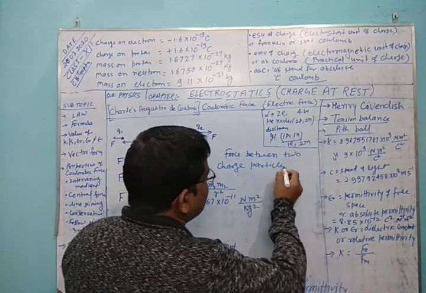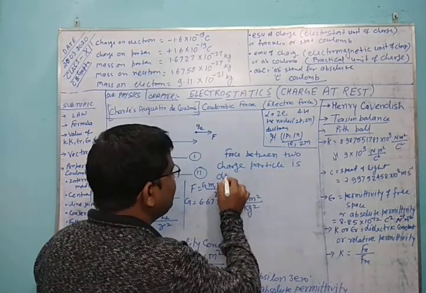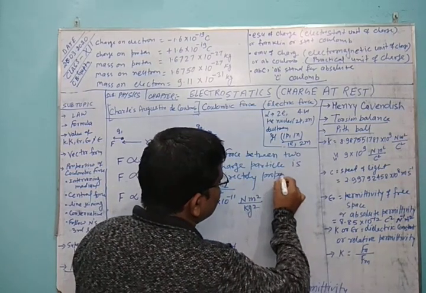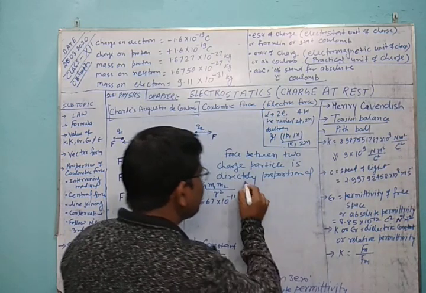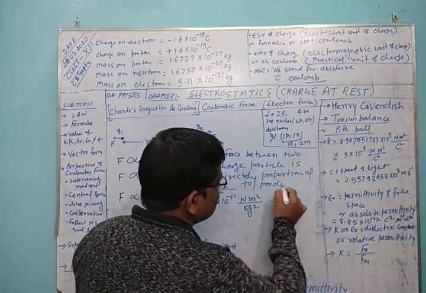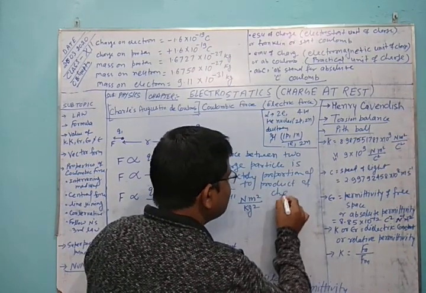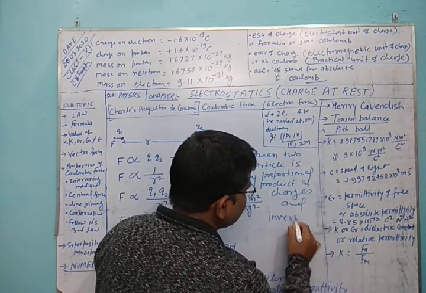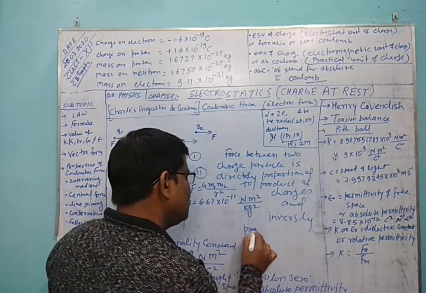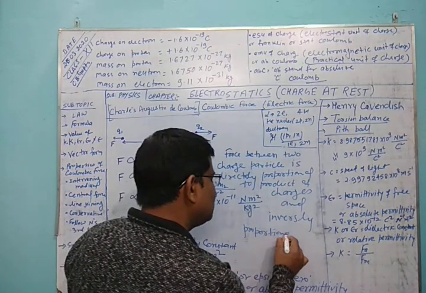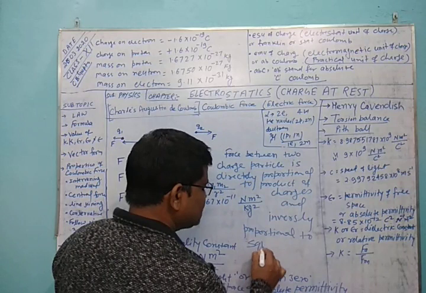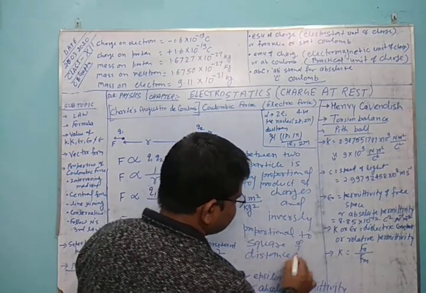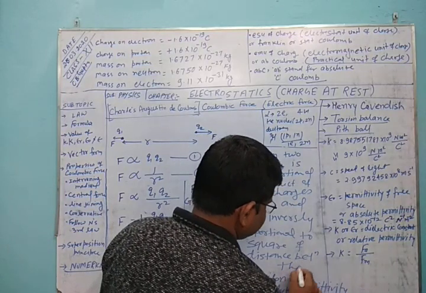Force between two charged particles is directly proportional to the product of charges and inversely proportional to the square of the distance between them.